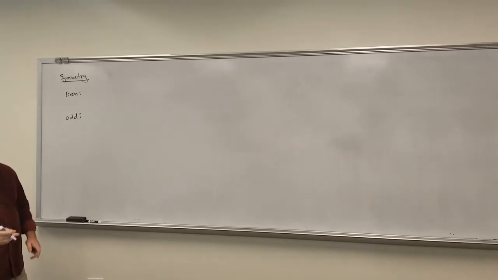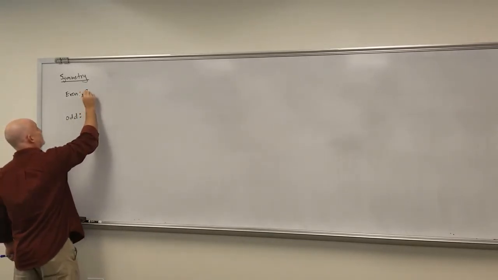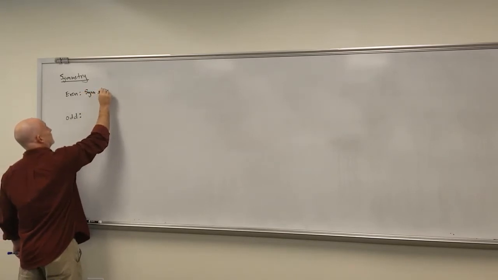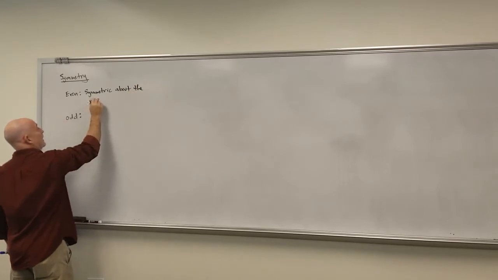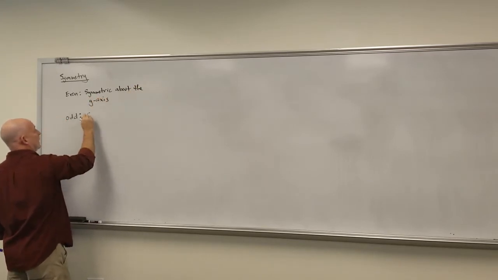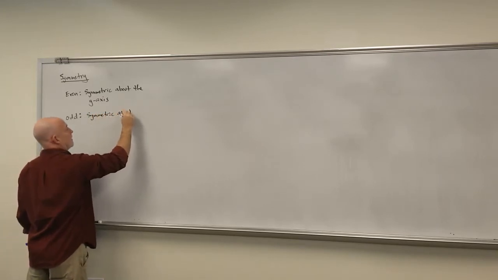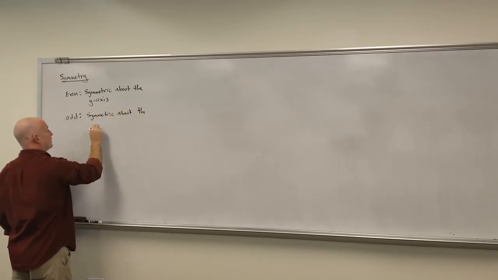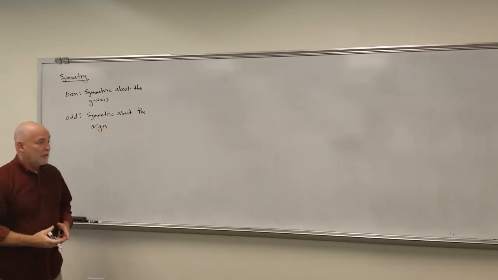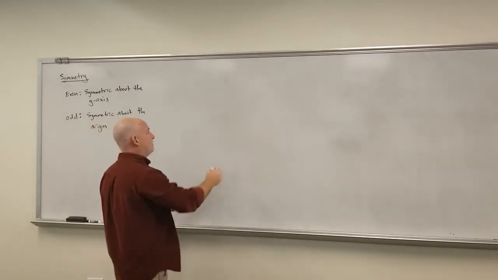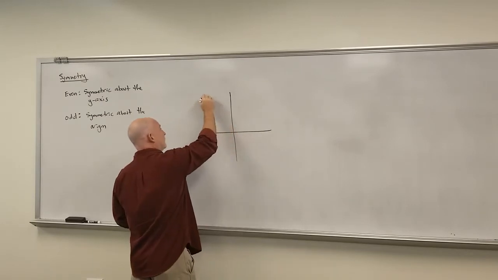Now, even symmetry is probably the easiest of the two for us to envision. This just means a graph is symmetric about the y-axis, and odd is if something is symmetric about the origin. All right, so those are the two types of symmetries we're going to look at. Let's see how we could tell mathematically if something is an even function or an odd function.